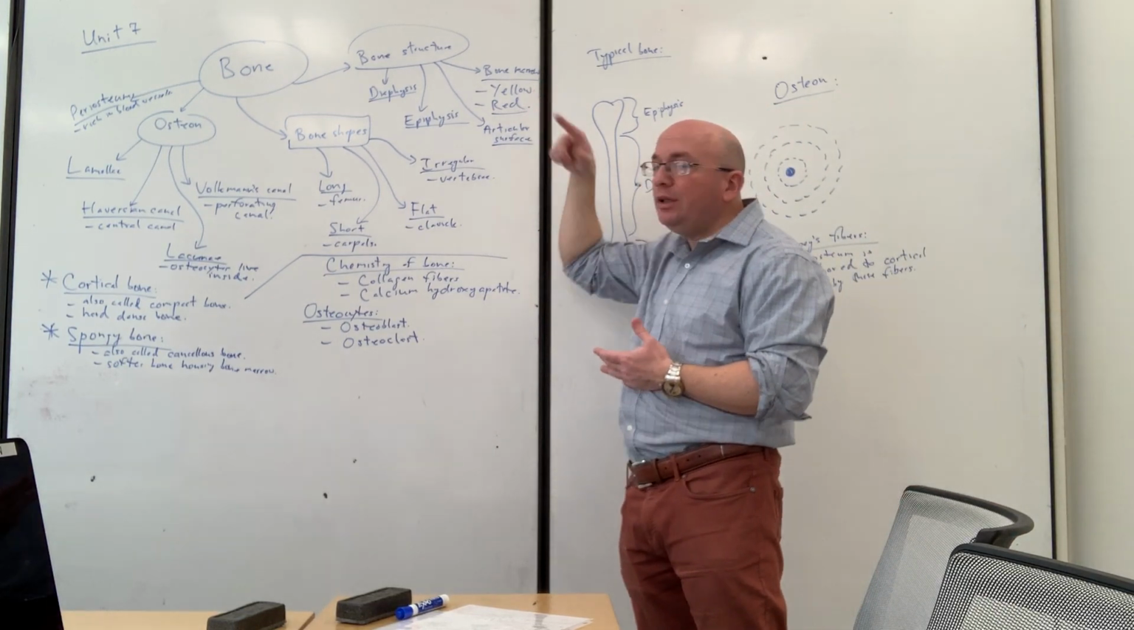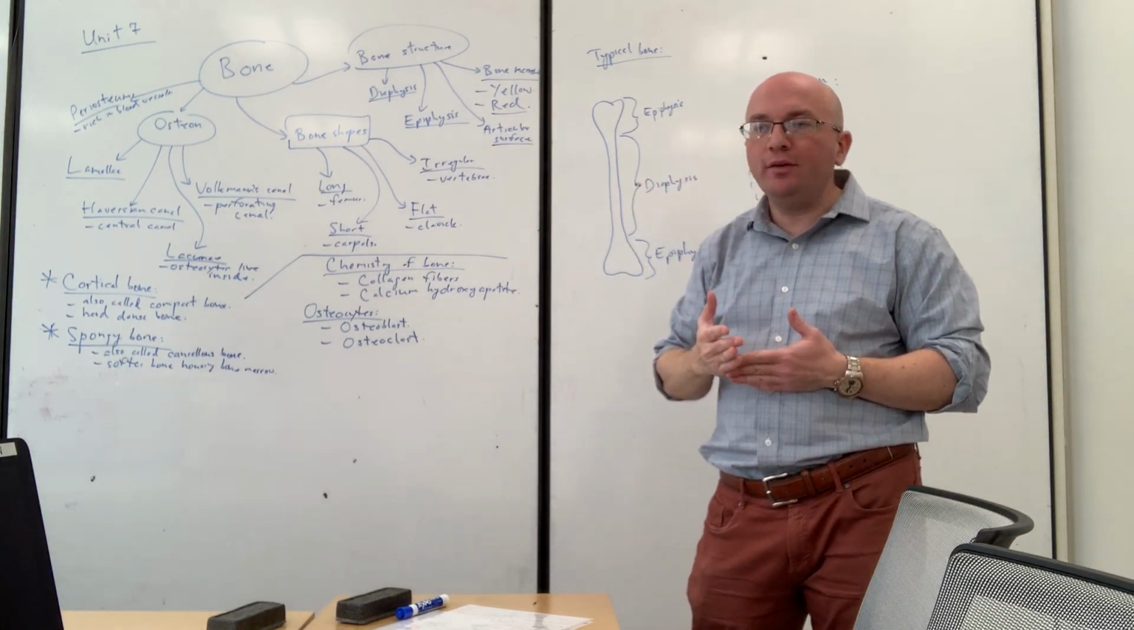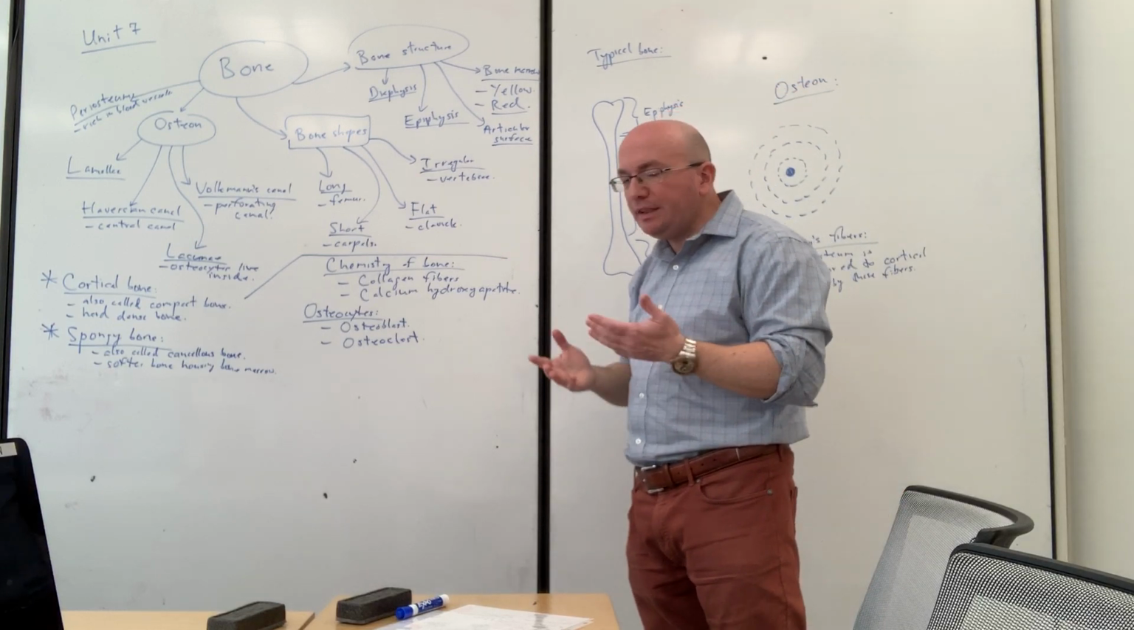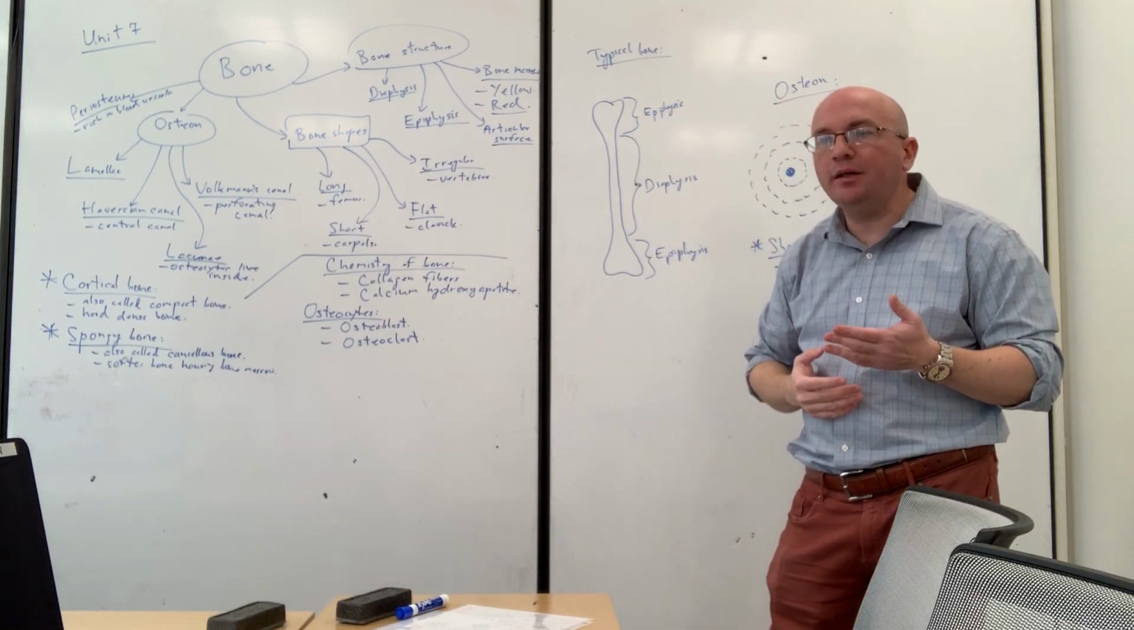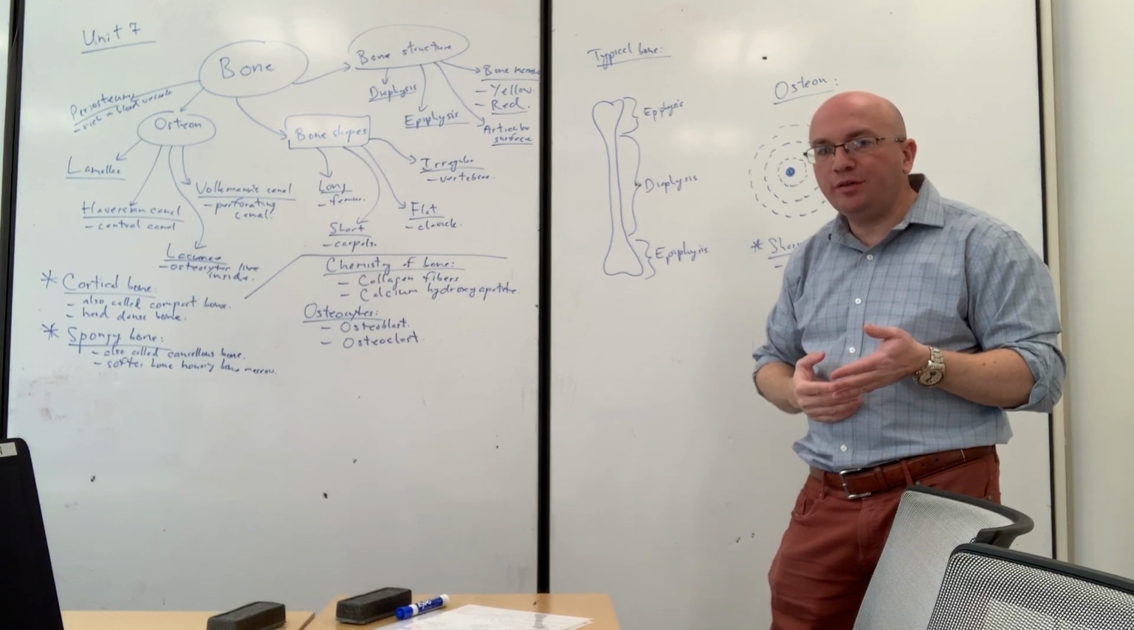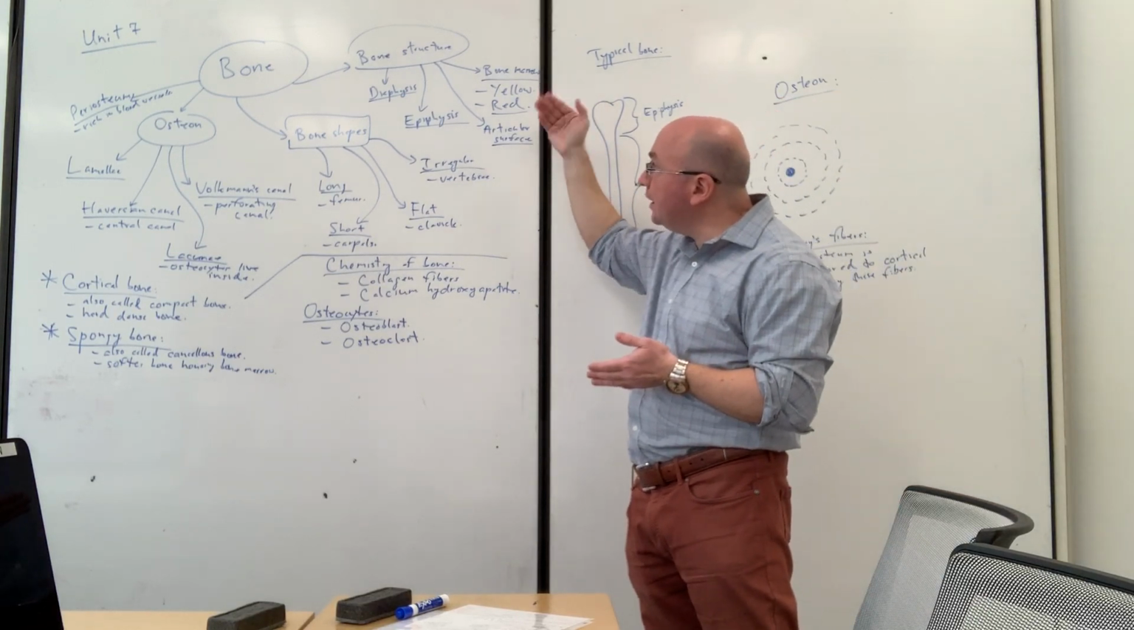The yellow bone marrow is basically adipose tissue or fat. Just the same kind of fat we have in other places in the body. They're storing lipids, storing fat molecules. So we have it inside the bones as well.